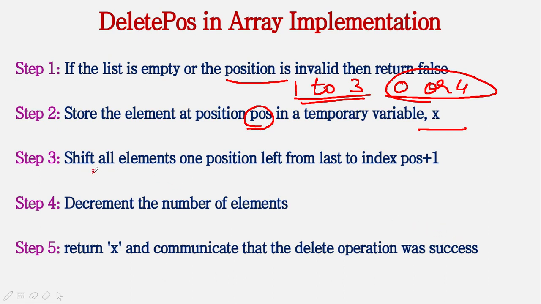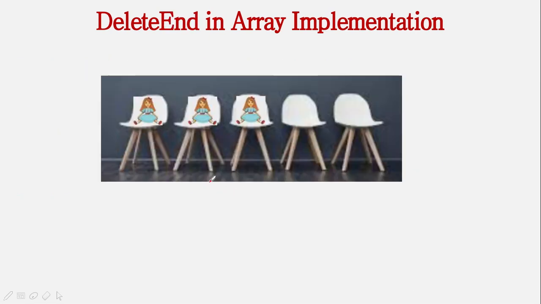Actually here you can do it in either way. During implementation we can take care of it. Either you can start from position plus 1, or you can start from the last position and shift it. That can be taken care of during implementation, but the point is all the elements from position plus 1 to the last should be moved one step left. That is the point that we have to incorporate during the implementation.